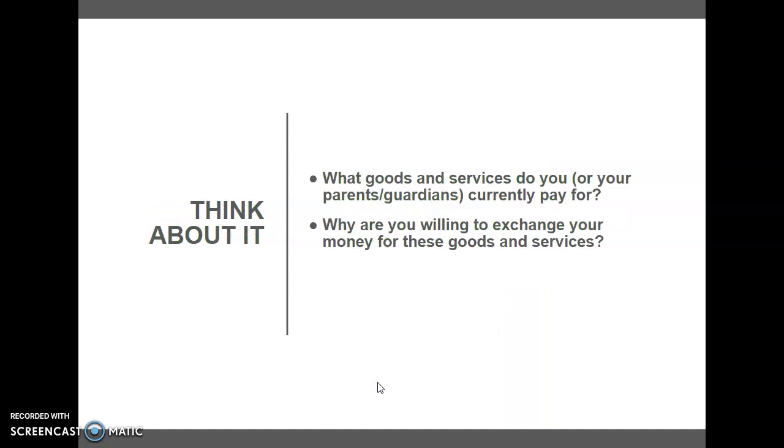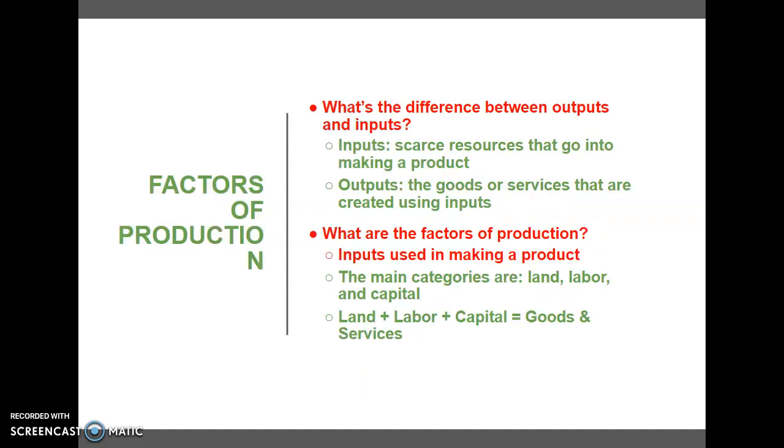Think about it. What are goods and services, and what are goods and services that you or your parents currently pay for? Why are you willing to exchange your money for goods or services? Factors of production. What is the difference between outputs and inputs? Inputs are scarce resources that go into making a product. Outputs are the goods or services that are created using the inputs.